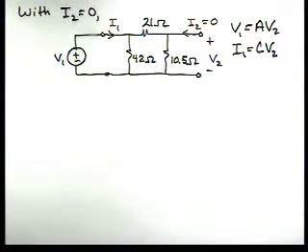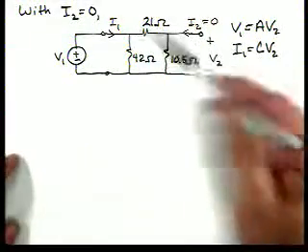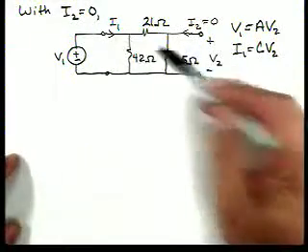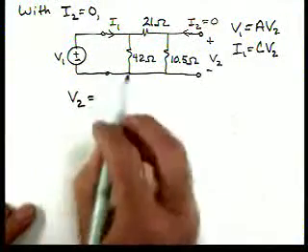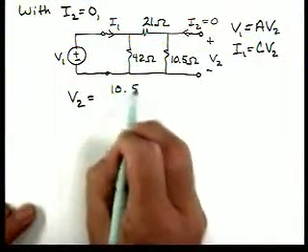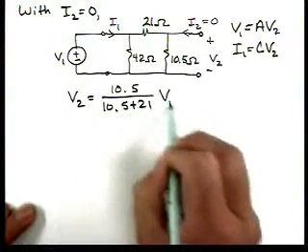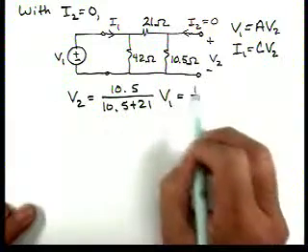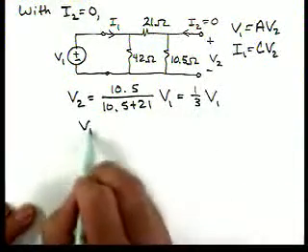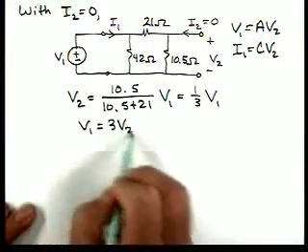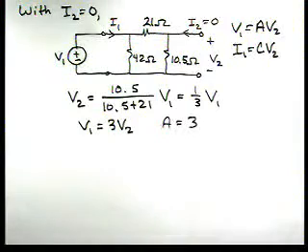So now let's look at our circuit. Basically we have V1 across here, and we have a voltage divider. So by voltage division, V2 is 10.5 over 10.5 plus 21 times V1. So that's 1/3 V1. So then V1 is 3 times V2. So then that tells me that A is equal to 3.